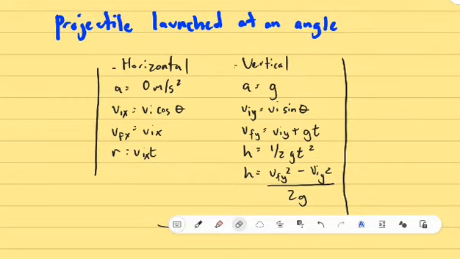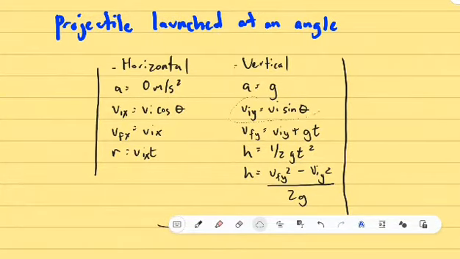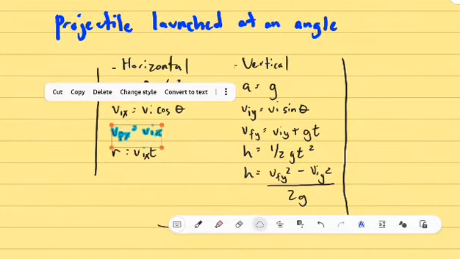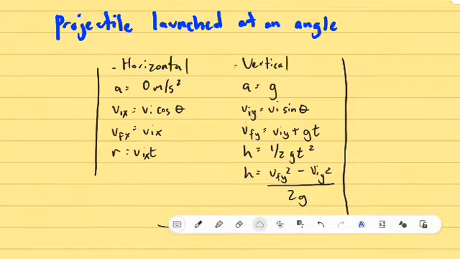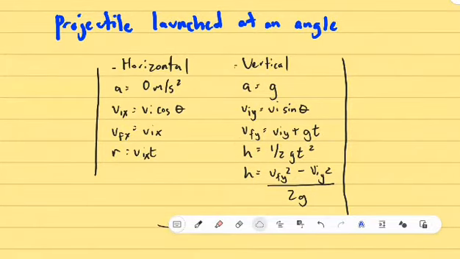So for the acceleration, 0 meters per second squared kapag sa may horizontal, well, equal to g or gravity kapag dun sa may vertical. For initial velocity along x, ito yung formula natin, vi cosine theta. Well, for along y, vi sine theta. For the final velocity, that's equal to vix, or initial velocity along x-axis. For vfy, that's equal to viy plus gt for the formula.